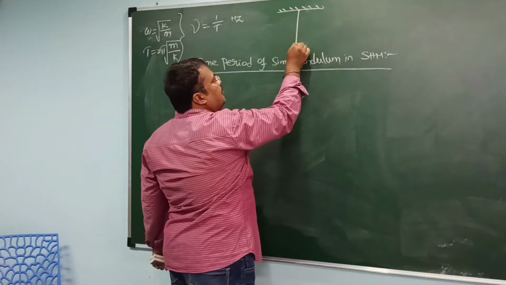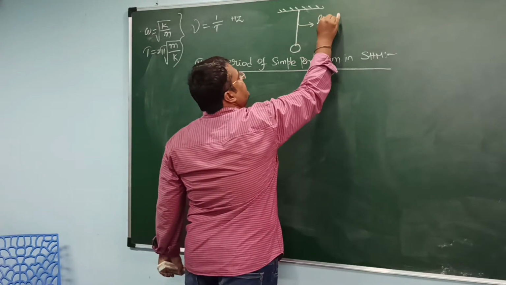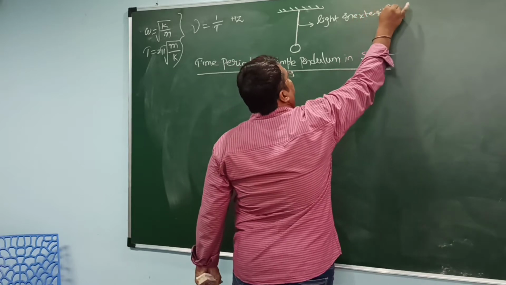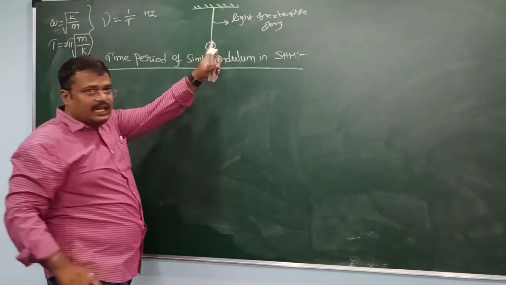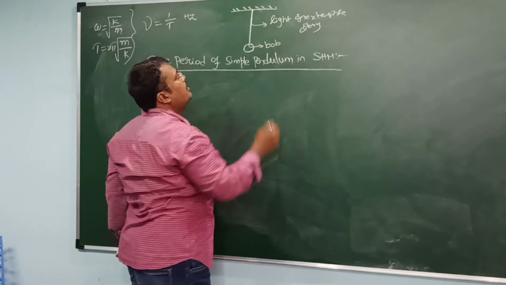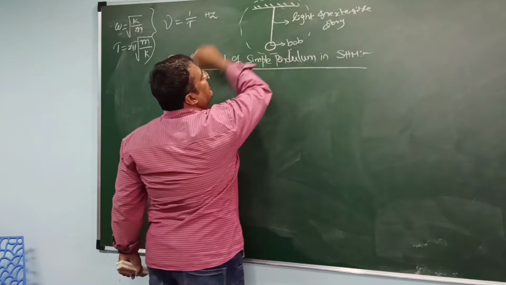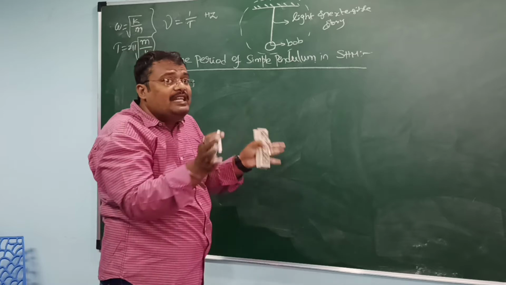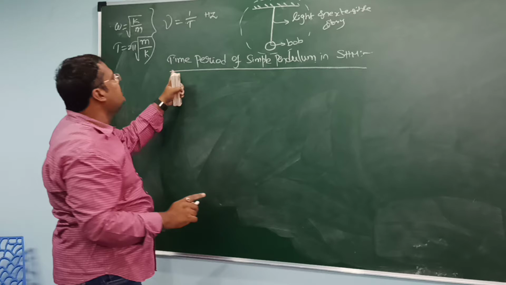So this is the bob and this is the light inextensible string. It is a light inextensible string, not a strong one, and this one is nothing but the bob of a simple pendulum. The entire system we have to call a simple pendulum. When this simple pendulum does a simple harmonic motion, then how do we find the time period?